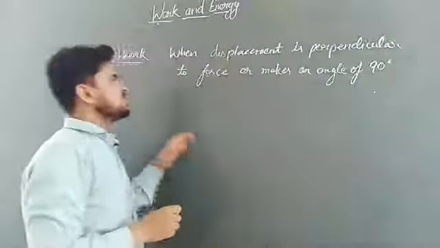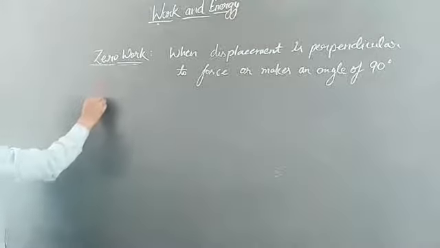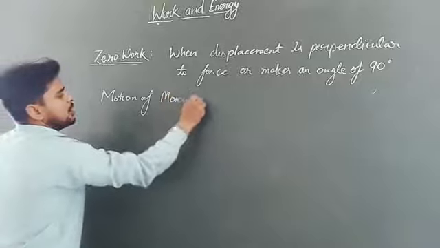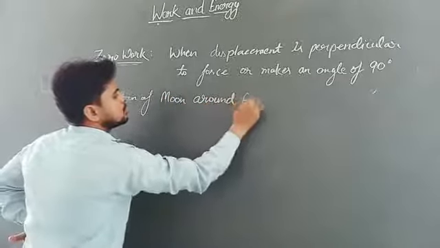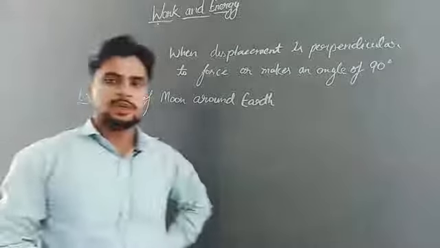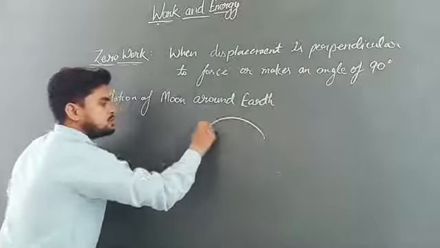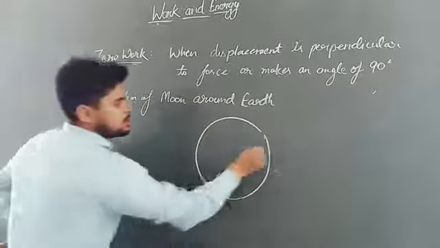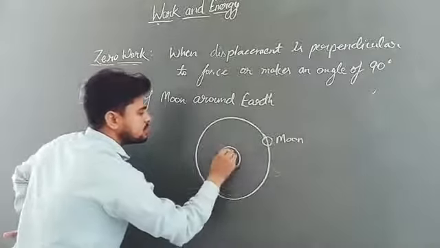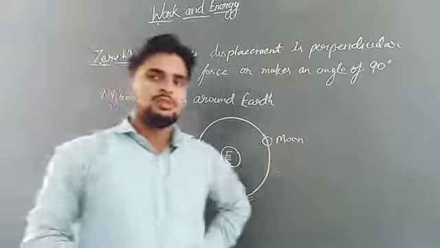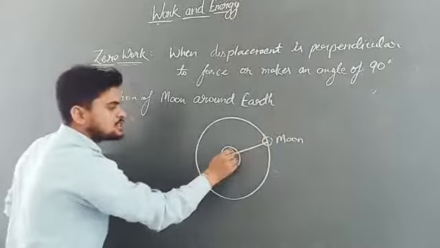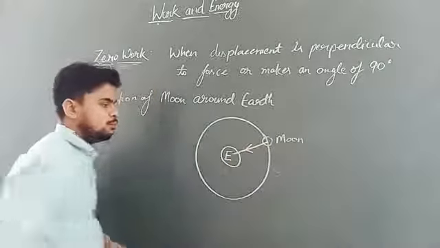Okay. Now let us see the example of zero work. Let us take the motion of the moon around the Earth. How is it an example of zero work? Let us suppose this is the orbit in which the moon is revolving. This is the moon, and it is revolving around the Earth. This is the Earth. You know, for revolution there is a need of force, and that force is centripetal force, which is always acting along the line joining the moon to the center of the Earth.